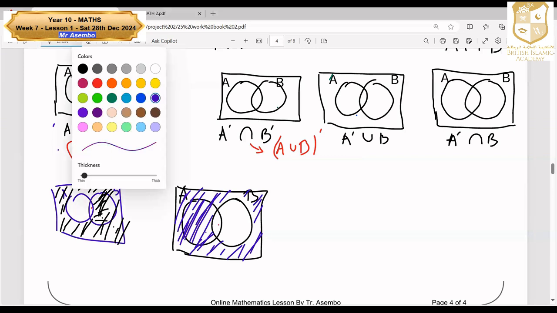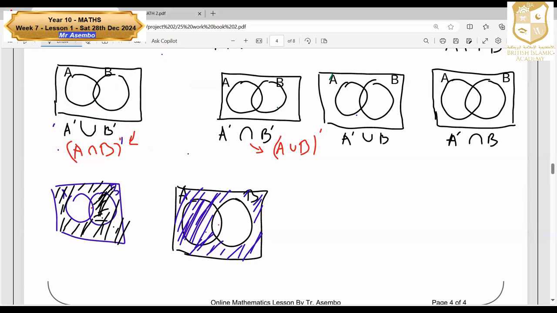So how do you shade it now? Now let's shade it. It means we shade everything except the shared region, because the shared region is not being shaded here. So let me shade, and we avoid the shared part. Only the shared part is not going to be shaded, up to here like this. So that one is our required region. We leave only the shared part unshaded.